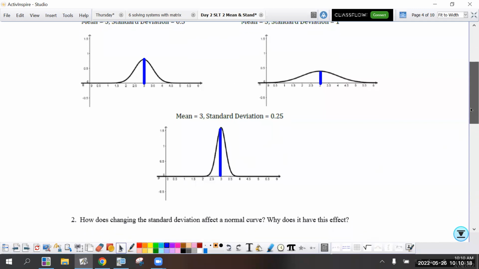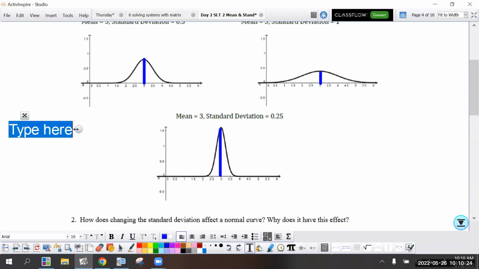How does changing the standard deviation affect the normal curve? So let's generalize that. I'm just going to type it up here. The larger standard deviation versus the smaller standard deviation. What's the difference? What do you notice about these curves?